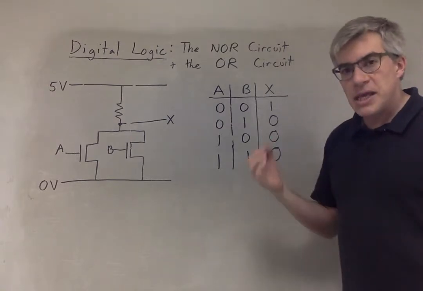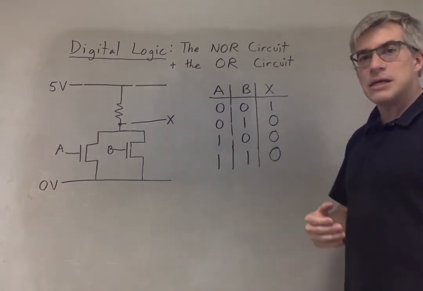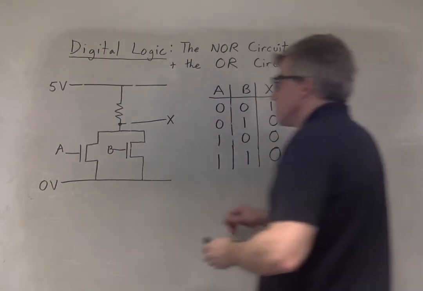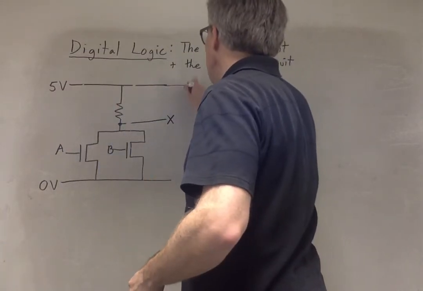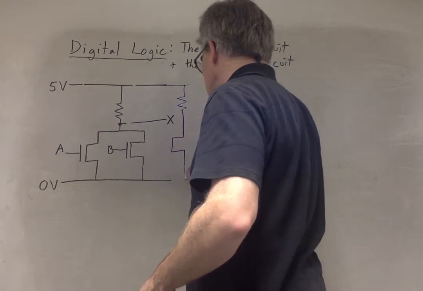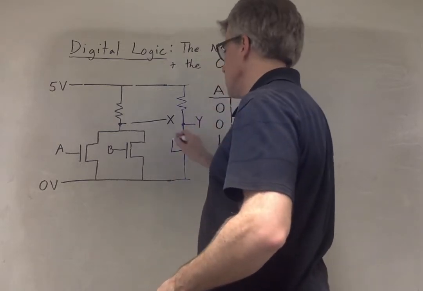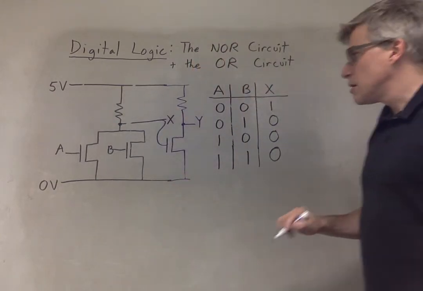So let's make the modification, just like we did with the NAND circuit to turn it into an AND. Let's attach a NOT circuit. Let's chain these circuits together. So let's create another circuit here with an output Y, and the input is going to be X.